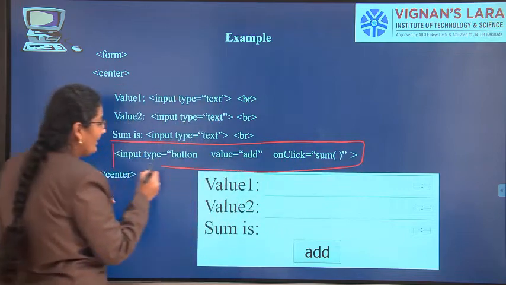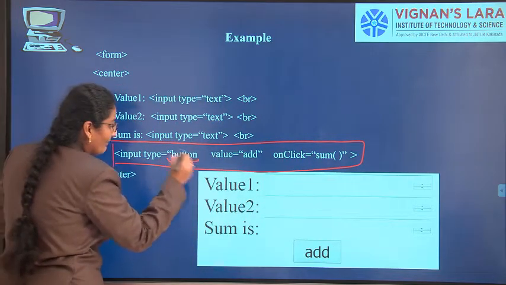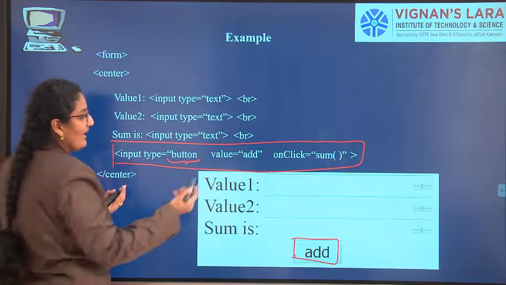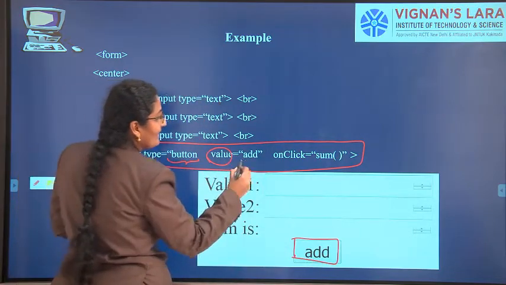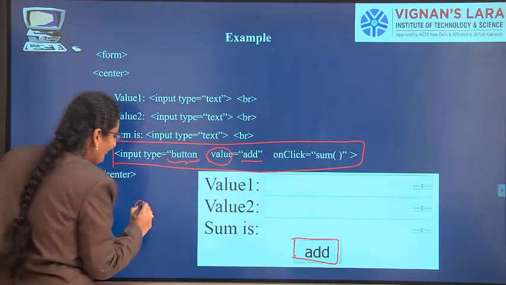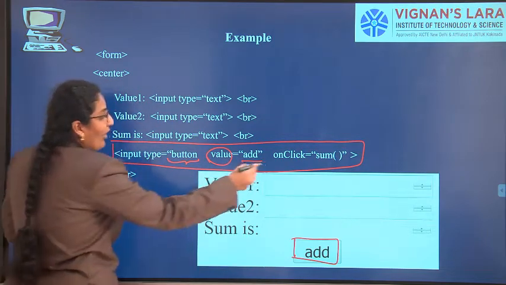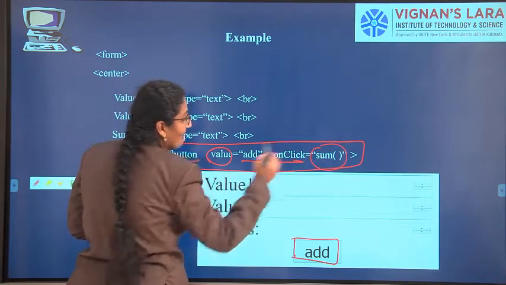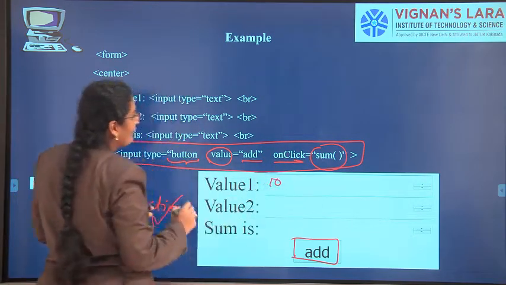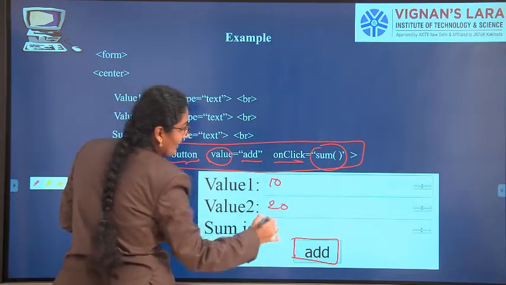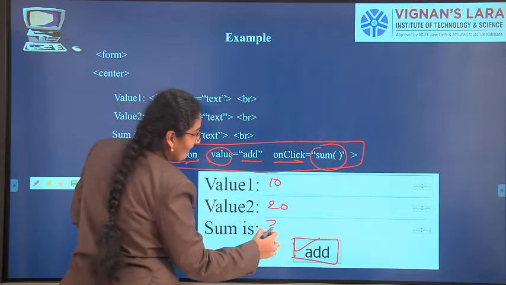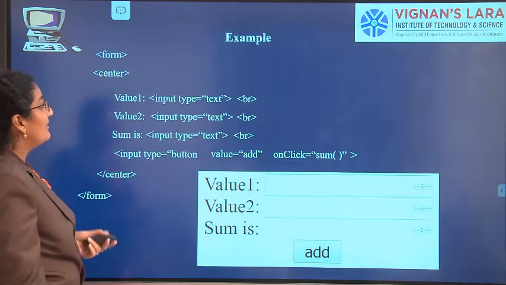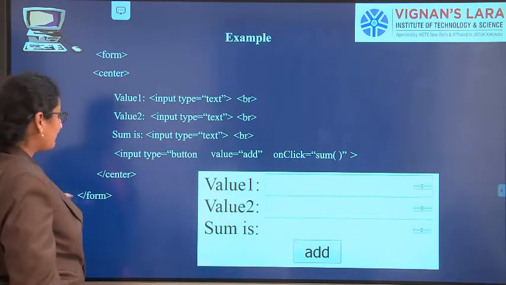This is very important. See, input type you have given button, so they have created the button. What the button should display, we give in value, so the button will display add. On clicking it will perform some action, right? So onclick is to define the action. What action will it do? It will perform sum. So if I give 10 as value 1 and 20 as value 2, on clicking the add button it will perform the sum, 30, and display it. So this is the last one, creating buttons.